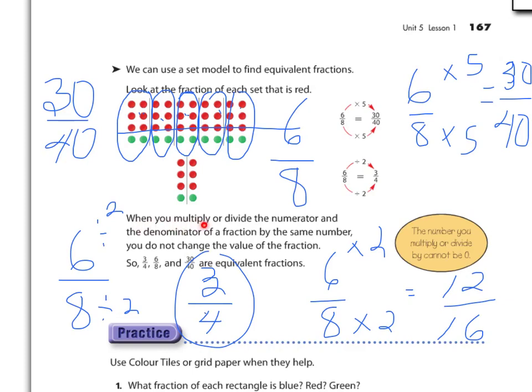When you multiply or divide the numerator and the denominator of a fraction by the same number, that's the key thing there, they have to be the same number, you do not actually change the value of the fraction. You are just changing the way that it is divided. Therefore, 3/4, 6/8ths, 12/16ths, and 30/40ths are all equivalent fractions.